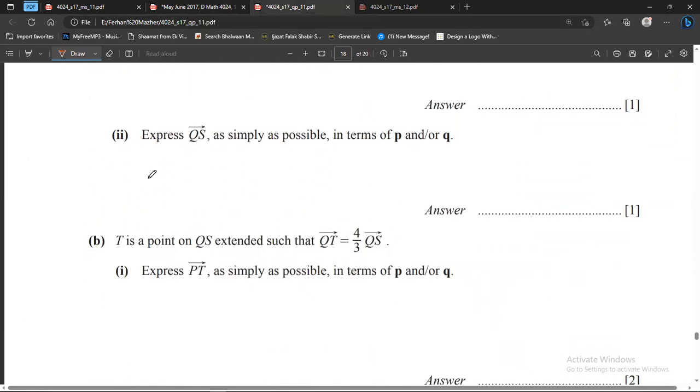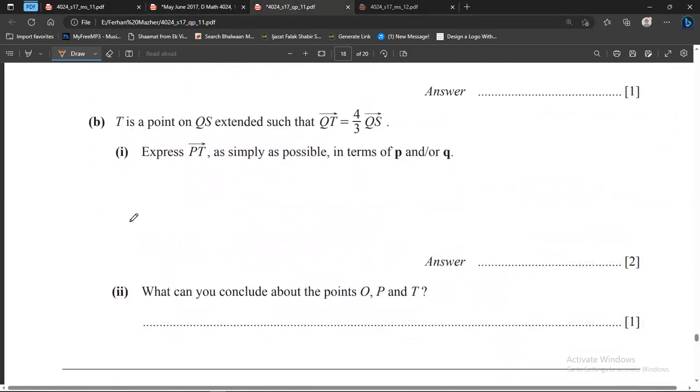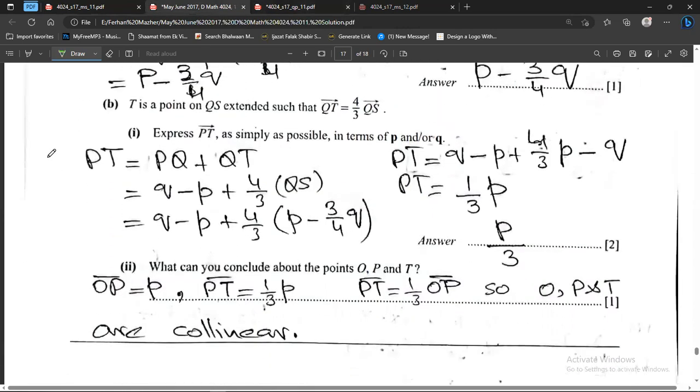Then we have after QS, he says T is a point on the QS extended such that the QT is 4 by 3 QS. Express the PT as simply as possible in terms of P and or Q. From P go to the Q, and from Q go to the T. Very simple bypass. So B first part, PT you want to find out. So for that we will have the bypass. From P go to Q, and from Q go to T.